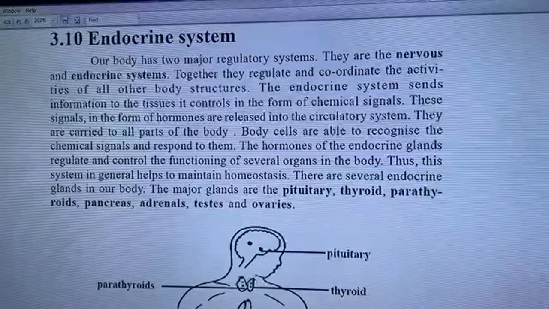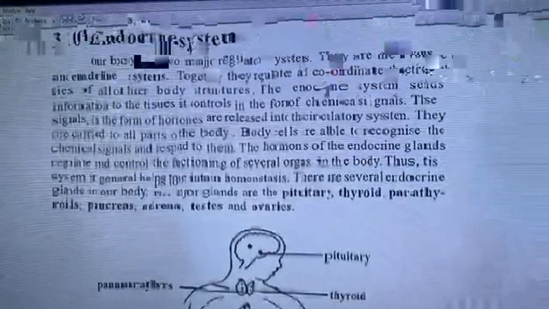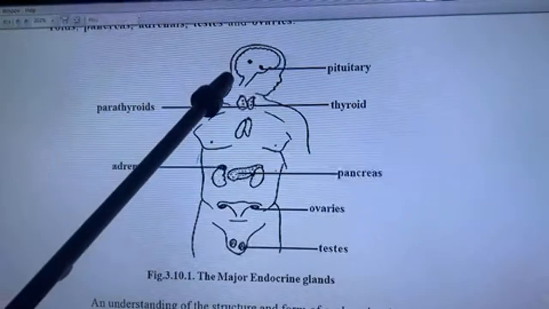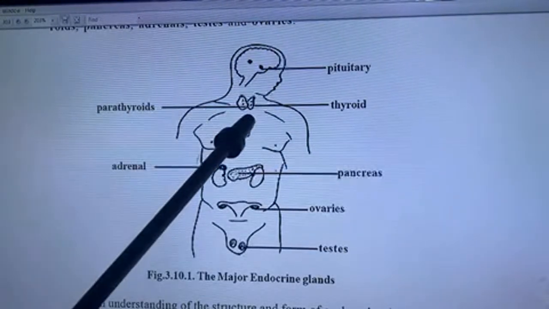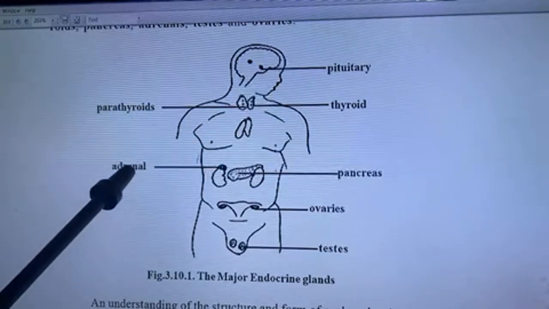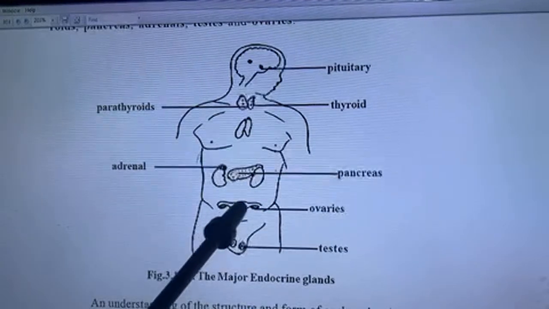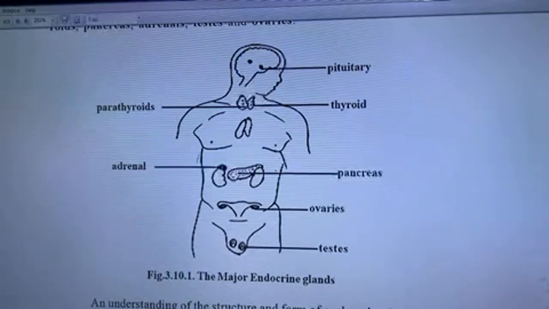There are several endocrine glands in our body. The major glands are the pituitary, thyroid, parathyroid, pancreas, adrenals, testes, and ovaries. Pituitary gland, thyroid gland, parathyroid gland, adrenal glands above the kidneys, pancreas, ovaries, testes.